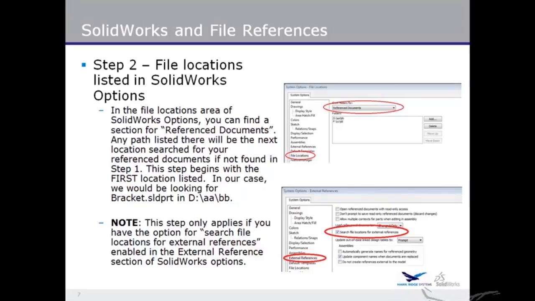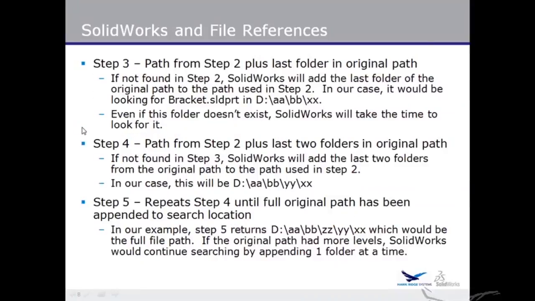So keep that in mind as we're going through this presentation. Now step 3, if it was not found in step 2, is going to be the location from step 2, but we're going to append the very last folder that the part was in onto that location. So remember, our part was stored on the C drive in the ZZYYXX folder. And so because in step 2 we were searching DAABB, it's going to take XX because that's the last folder of where the part was saved, and it's going to search there.